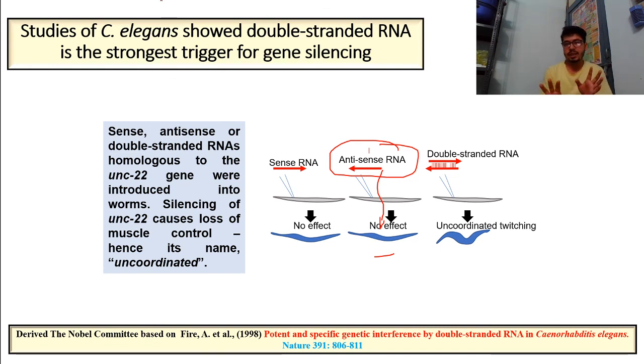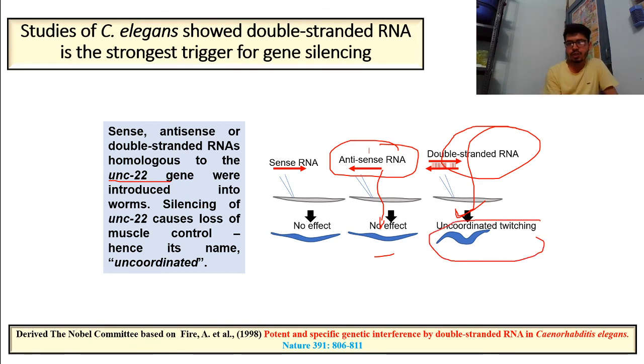So what they did was create double-stranded RNA, and when this RNA is given exogenously to C. elegans against uncoordinated 22, twitching occurs and the coordination of muscle is lost. So RNAi is a really very prominent technique to study gene function, and gene silencing technology is really very important for knocking down a particular gene.